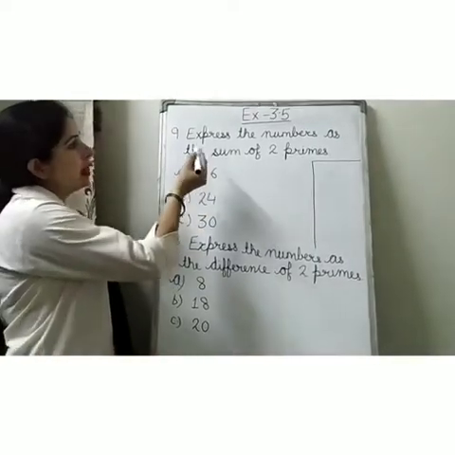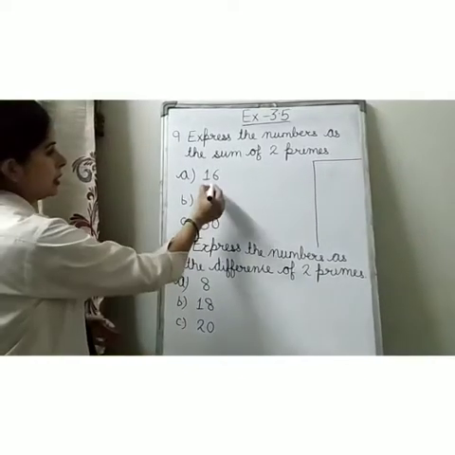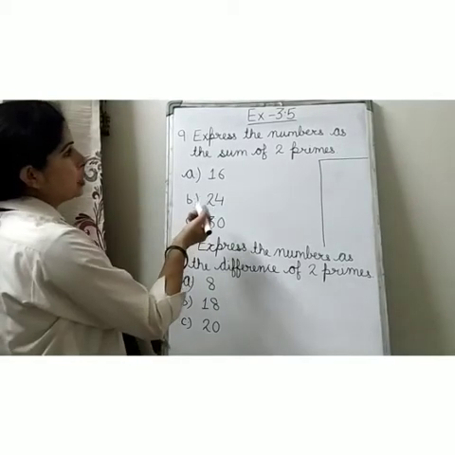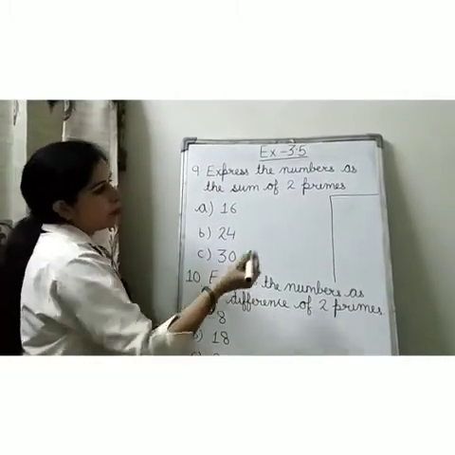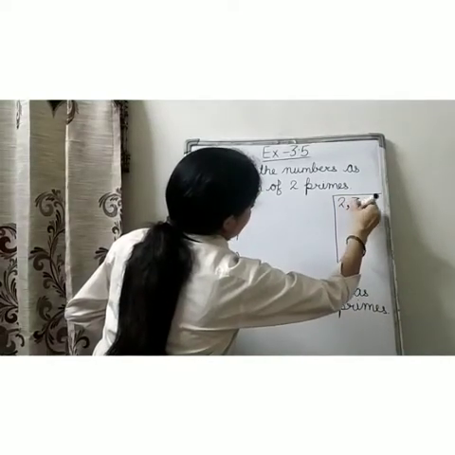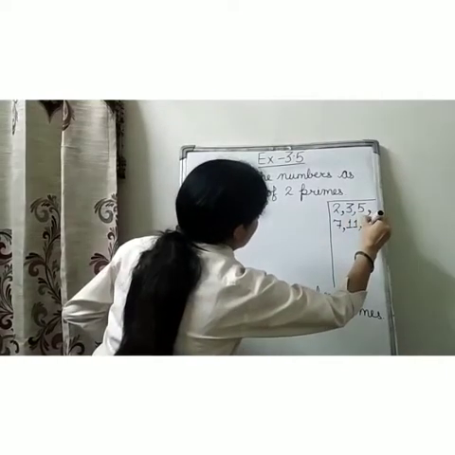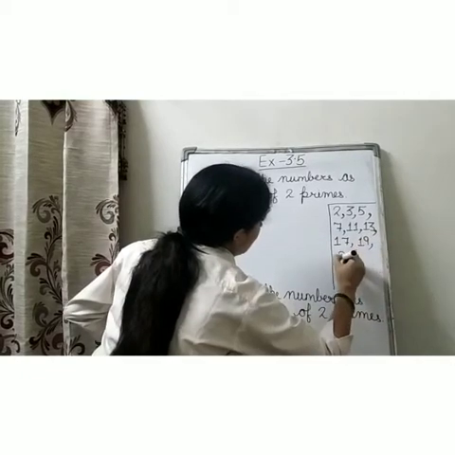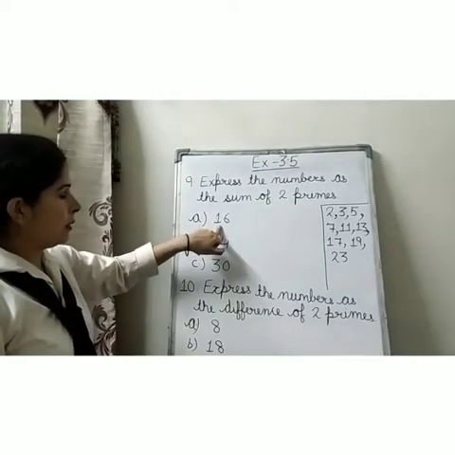Our next question is, express the numbers as the sum of two primes. Here we have three numbers, 16, 24 and 30. We have to express these numbers as the sum of two primes. For this purpose, first of all, we will write the beginning prime numbers. These are 2, 3, 5, 7, 11, 13, 17, 19, 23.